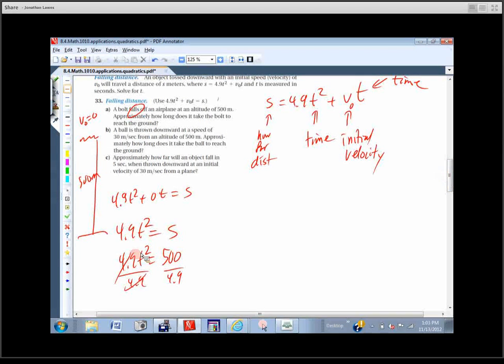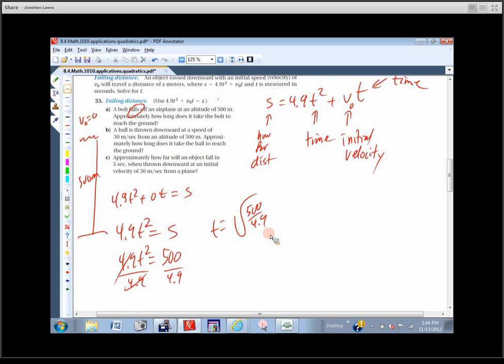Can anybody tell me why I don't set it equal to 0 and factor it, or use the quadratic formula? It's got one variable term, and it happens to be a perfect square. So remember, if you can solve a quadratic by taking a square root, that's the easiest way to do it. If there's a plain old perfect square, which there is right here, I can get that by itself by dividing by 4.9, and then I take the square root. So I get t equals the square root of 500 over 4.9, and luckily we're going to use a calculator for that. Why do I not have to put a plus or minus on there?